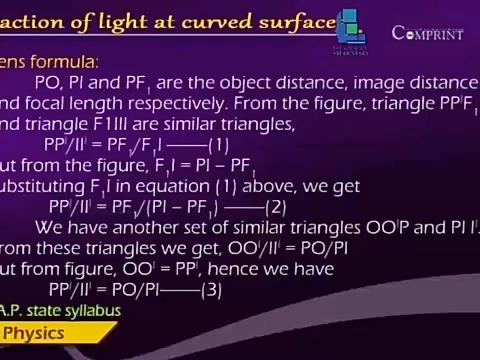We have another set of similar triangles OO1P and PII1. From these triangles, we get OO1 by II1 is equal to PO by PI. But from the figure, OO1 is equal to PP1. Hence, we have PP1 by II1 is equal to PO by PI, equation 3.